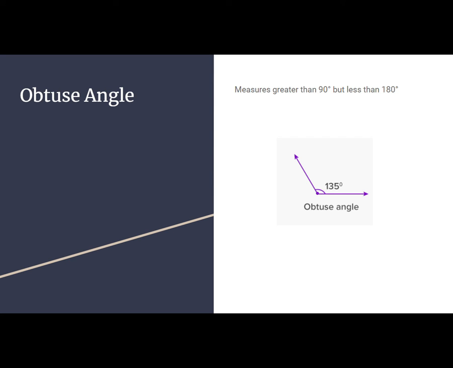Then we have obtuse. These measure greater than 90 degrees, but less than 180. So this is a lot more open. I always think of acute angles as kind of peeking in. Obtuse angles is like all the way open. If you're reading a book, you're going to be holding it at an obtuse angle to be able to see the pages. So greater than 90, but less than 180.